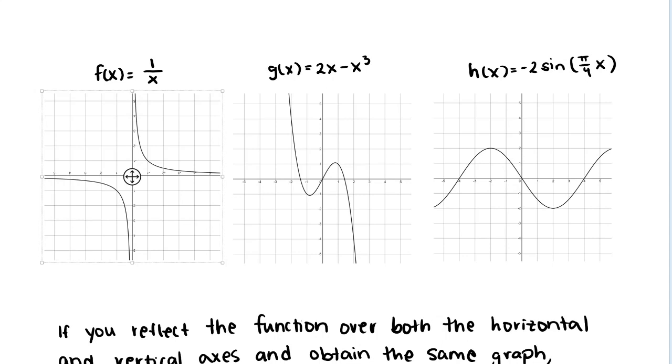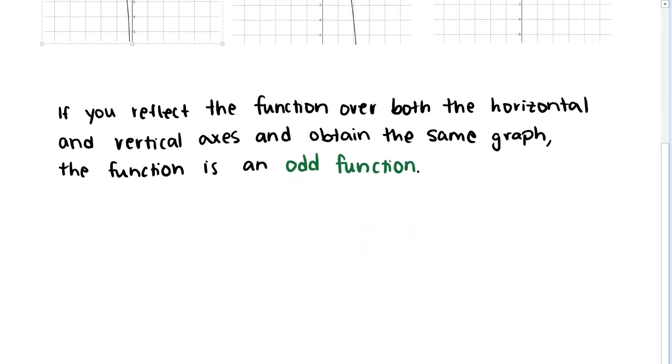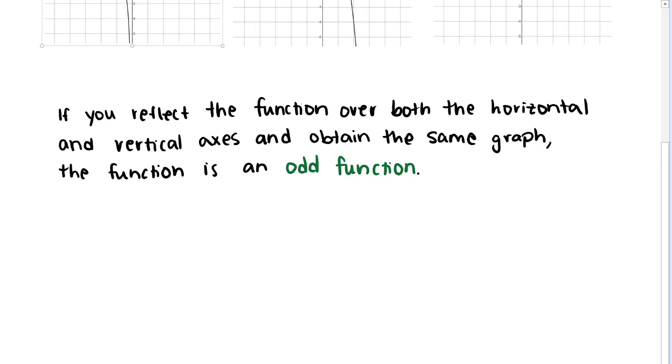You can also think of this as taking my graph and rotating it 180 degrees around the origin. So these are 2 different ways to look at the same thing, but I want to focus on reflections here for a moment. If I have a function and I reflect over both the horizontal axis and the vertical axis and I obtain the same graph, we call this kind of function an odd function.